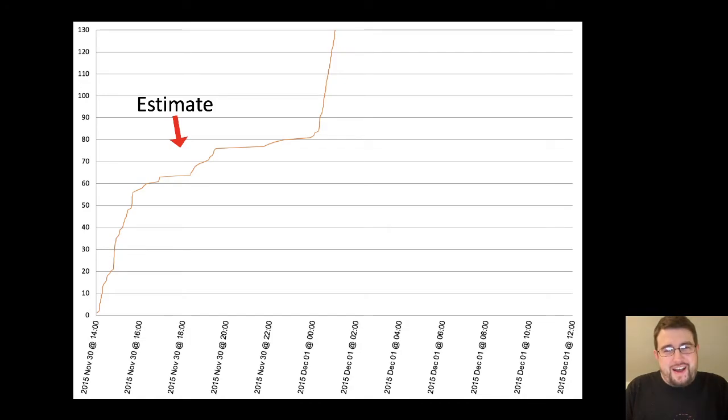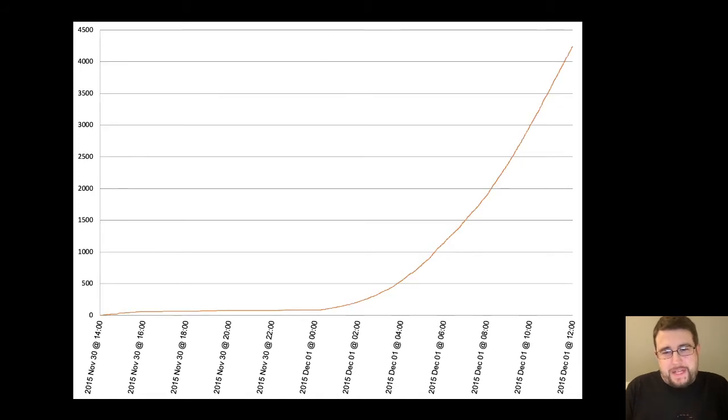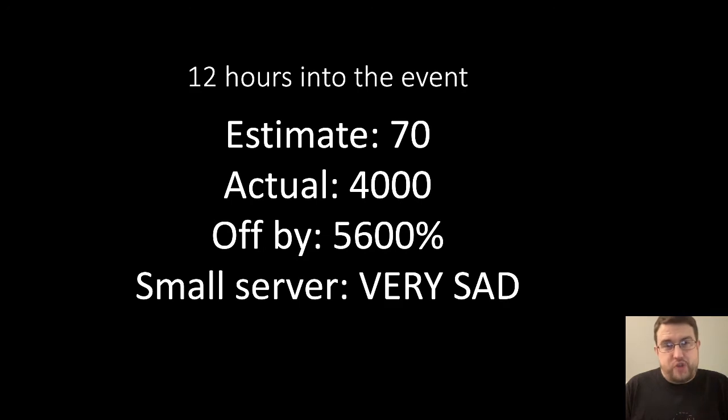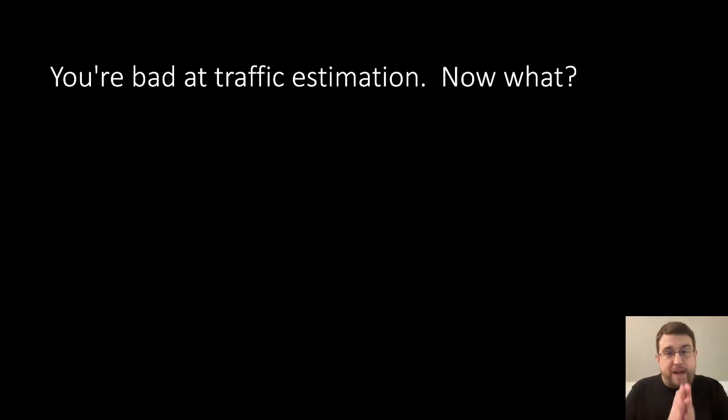12 hours later, the graph looks like this. Let me zoom out a little bit for you. There, that's better. So that's 12 hours into the first day. That's the estimate we had, 70 people. That's 4,000. Okay, 70 people we hoped for, 4,000 people we actually got. That's an error of 5,600%. The small server is very sad. Okay, you're bad at traffic estimation.